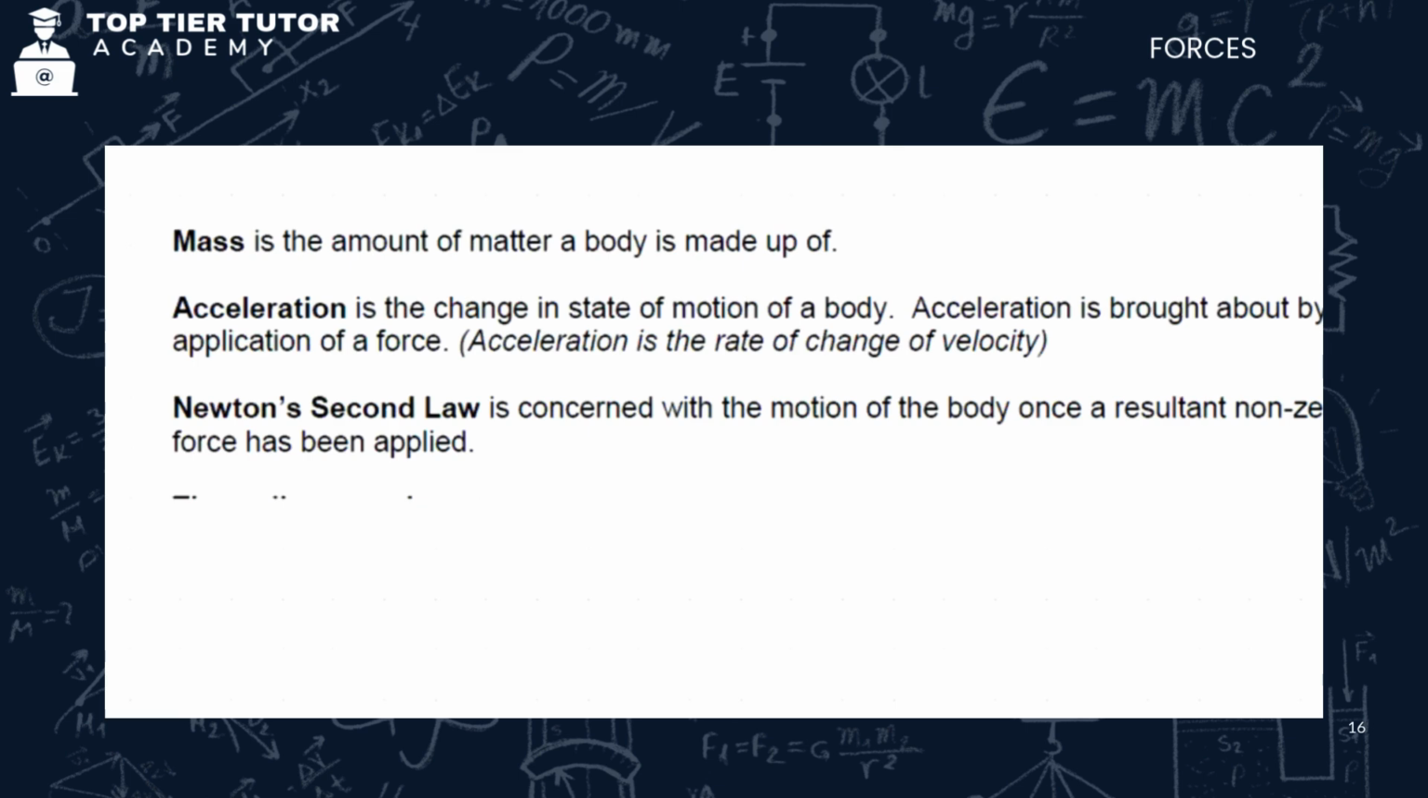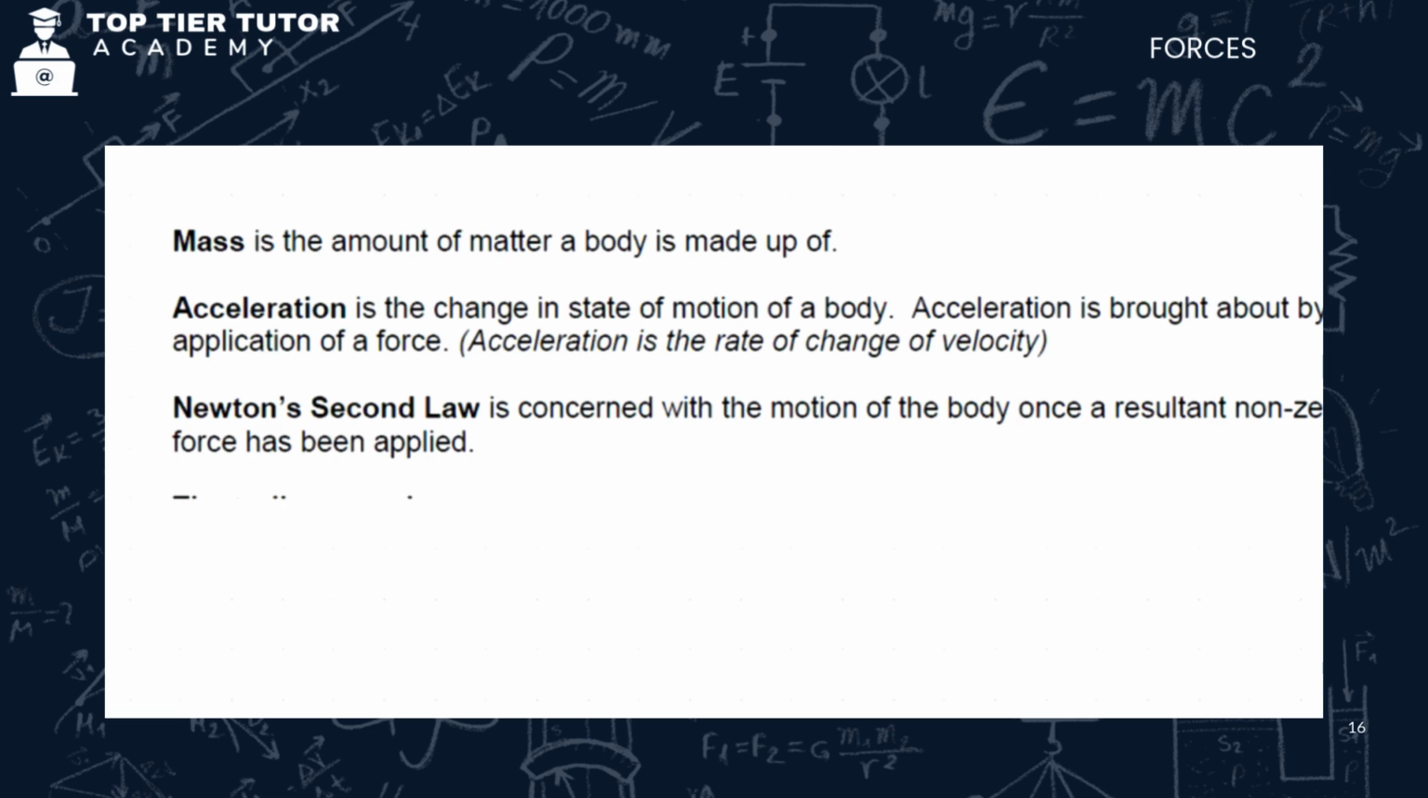Then we look at the second law. Before we look at the second law, we have to define some things. Mass is the amount of matter a body is made up of. And acceleration is the change of state of motion of a body, or we can see it as a change in velocity over a change in time, or the rate of change in velocity.